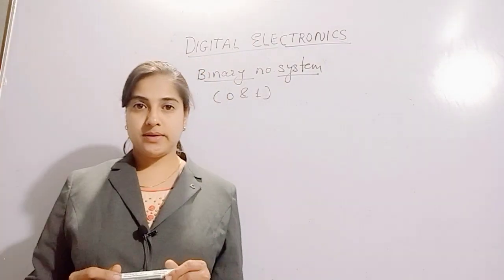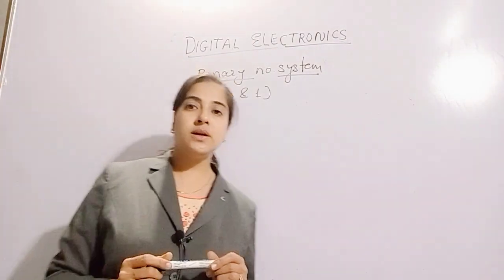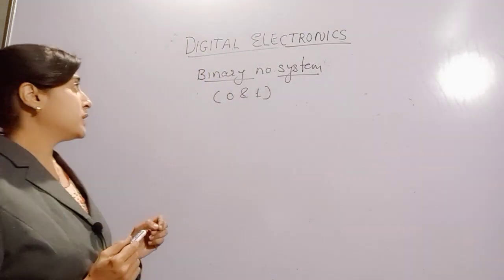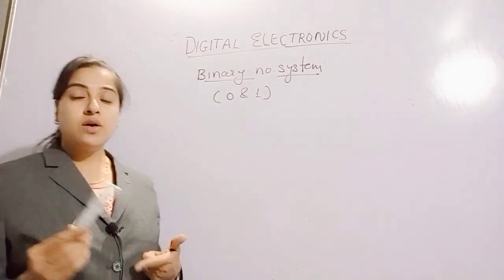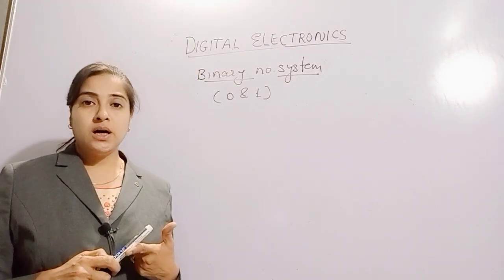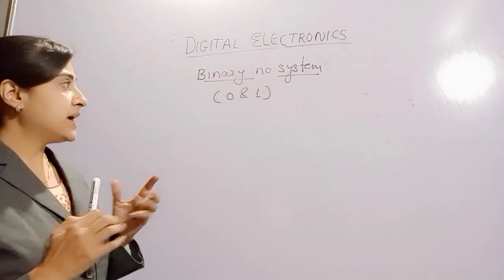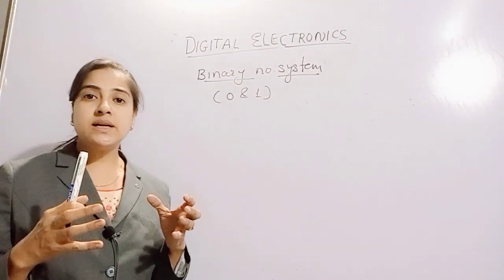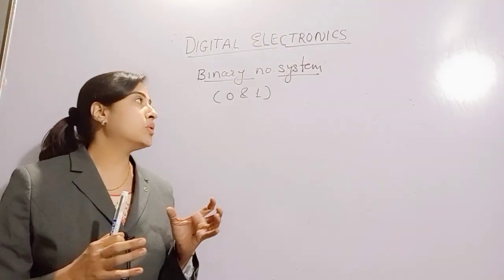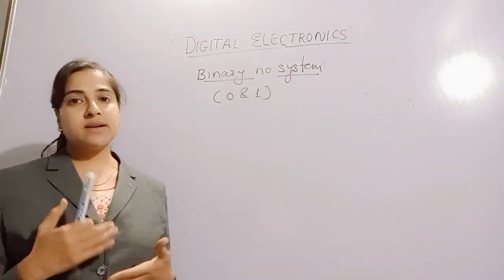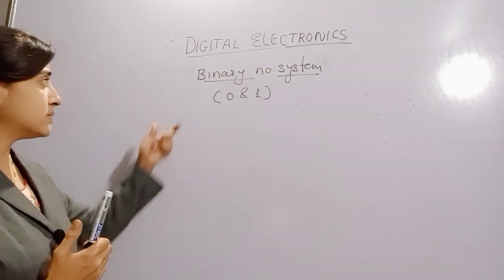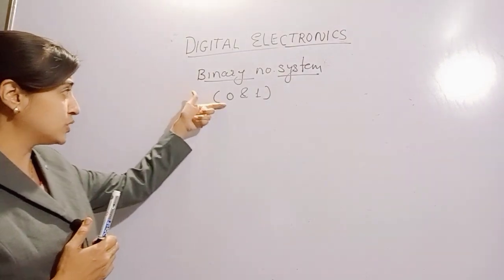Hello dear students, in this video we are going to study a very basic topic of digital electronics, that is binary number system. What is the need of this topic? We know that we are living in the digital era. So in order to learn these digital machines, we need to learn their language. Their language is binary language, which consists of zeros and ones.